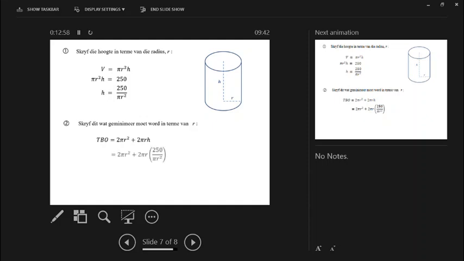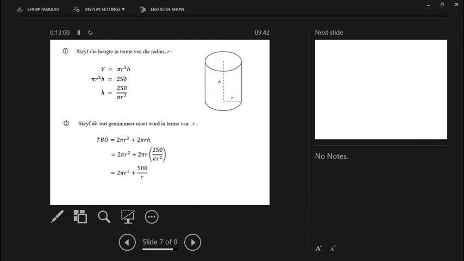So this is just basic simplification. Okay, the pi and the pi cancels out. R cancels out one of those, and 2 times 250 is 500. So it's just being substituted and simplified. Okay. Hierdie ene het daai R kwadraat. So we're going to derive a minimum value for a positive parabola in terms of R instead of X.